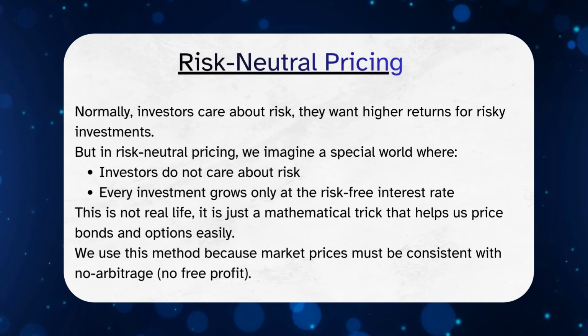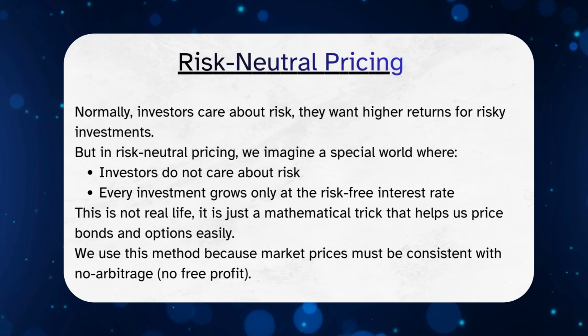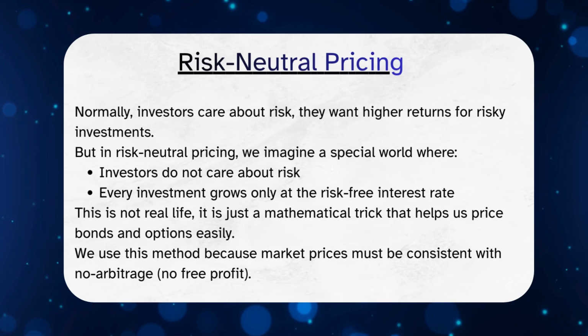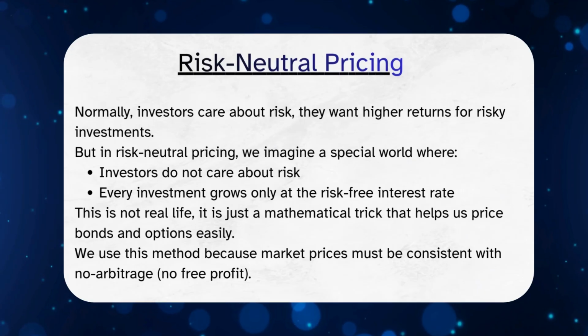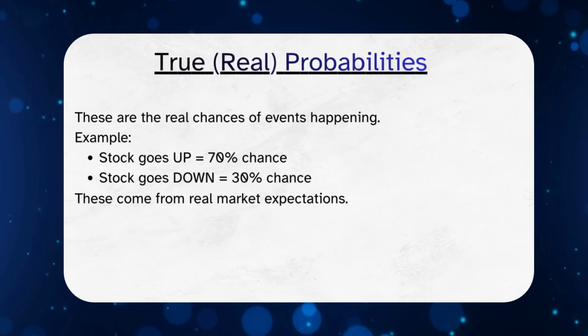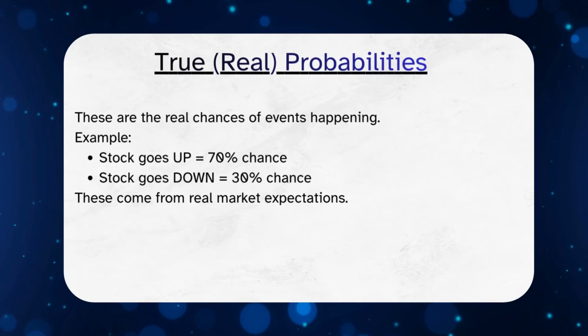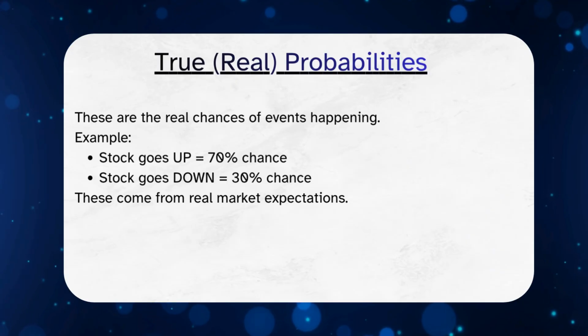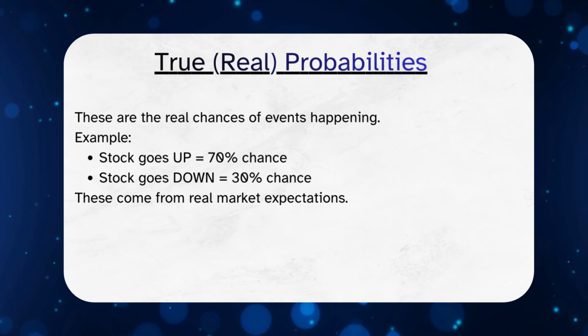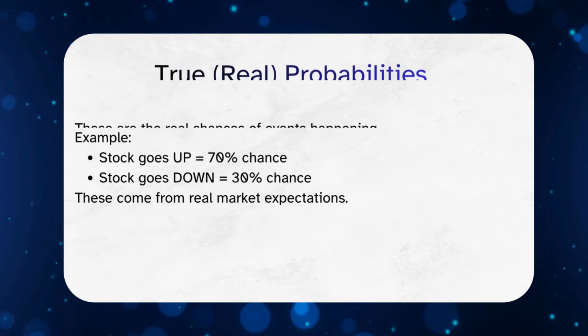Now remember, this is not how the real world works. It is just a mathematical tool that helps us price bonds and options correctly. Next, let's understand the difference between true probabilities and risk-neutral probabilities. True probabilities are the real chances of something happening. For example, a stock may have a 70% chance of going up and a 30% chance of going down. These reflect actual market expectations.